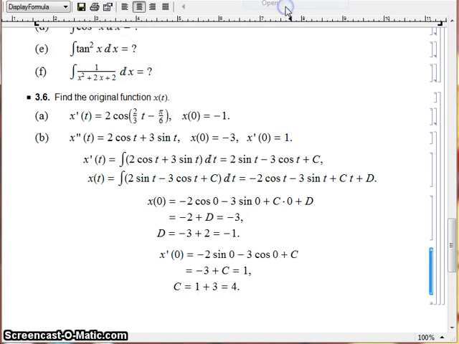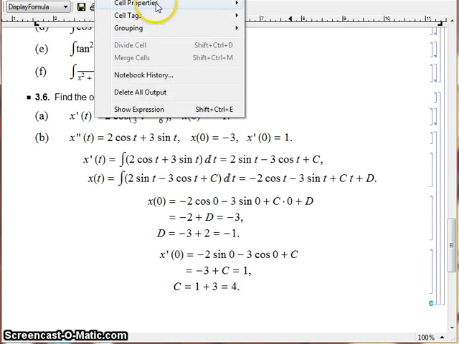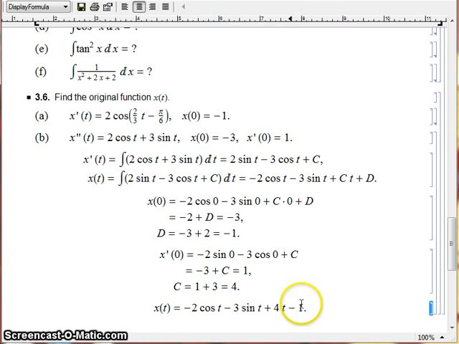Let's use the other condition, x prime of 0, plug it in, and then sine of 0 is 0, cosine of 0 is 1, so we end up with negative 3 plus c equals 1. Consequently, we got the c value. Putting all those together, we're going to get the final solution. Here we go.